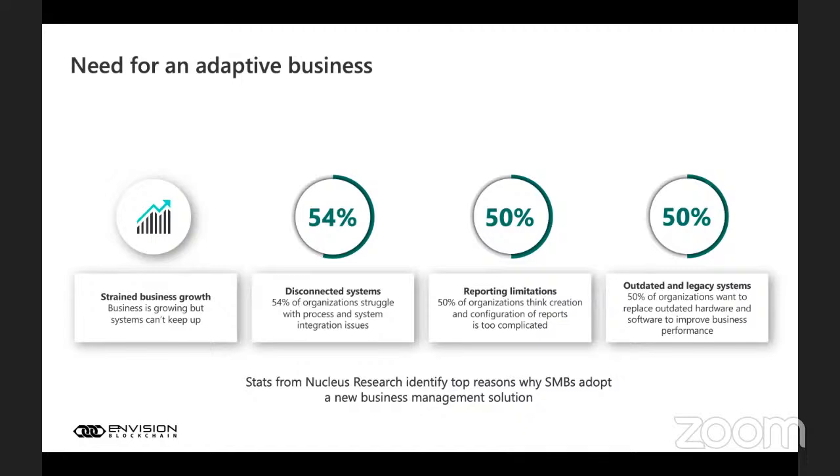And you can see on the screen right here some of the stats from the Nucleus Research, which identifies the top reasons why SMBs adopt new business management solutions. So, 54% have disconnected systems, 50% have reporting limitations, and 50% have outdated and legacy systems.